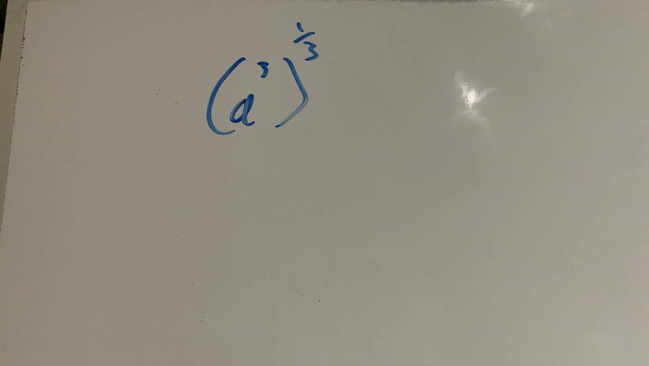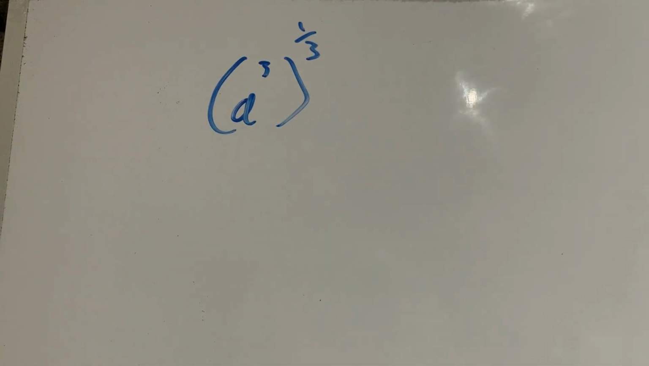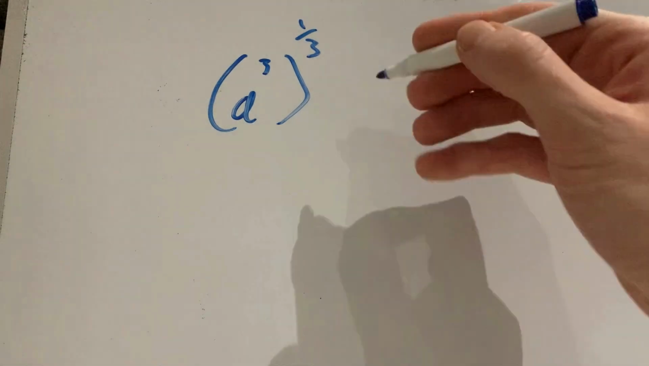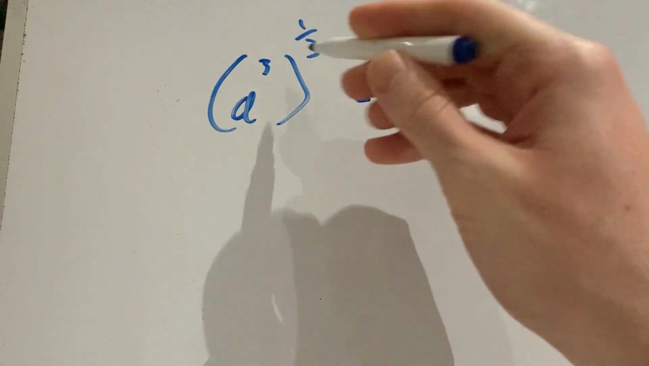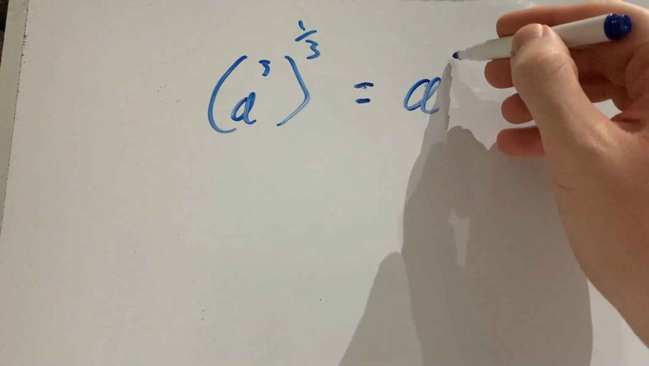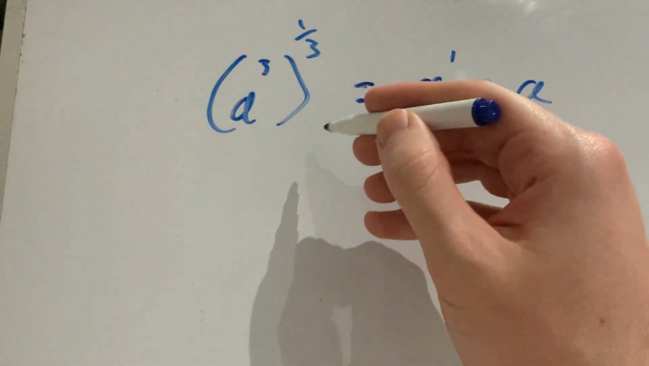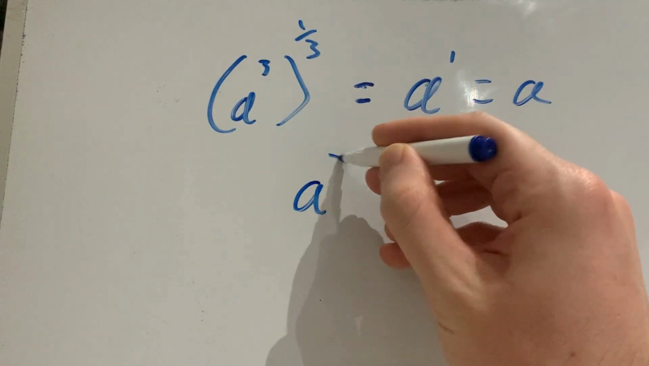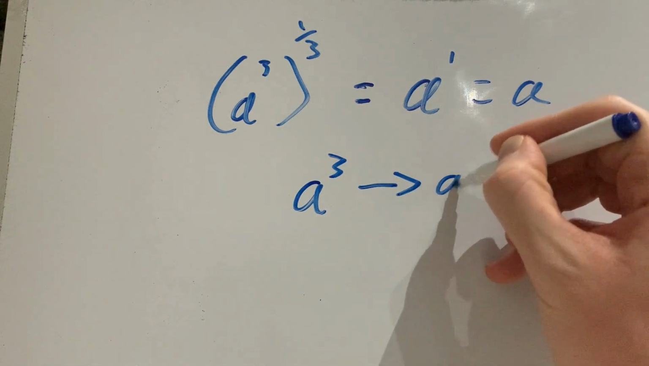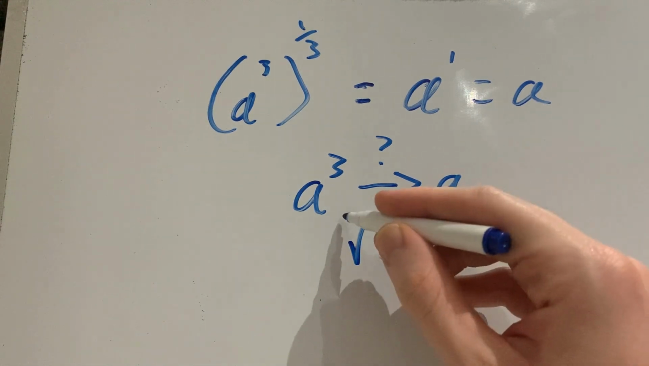Okay, so now we're going to learn what it means to raise something to a fraction. Again, how can you multiply something by itself a fraction number of times? So a cubed to the power of 1 over 3: from what we just looked at, we're going to want to multiply the powers together. So 3 times 1/3 is just a to the 1, and that's just a. So what we want to ask ourselves is, what are we doing to a cubed to get us to a? Well, it's pretty obvious. We're just going to be taking the cube root of it.